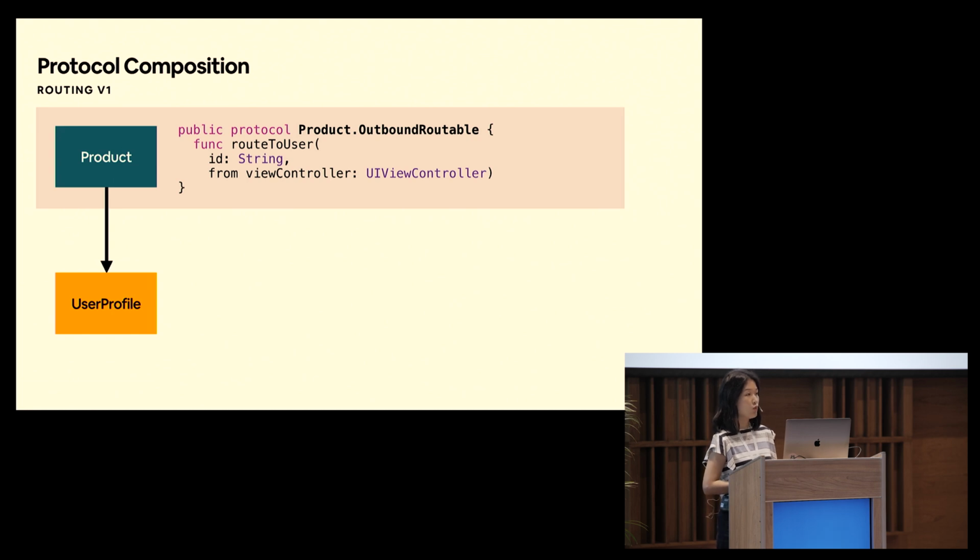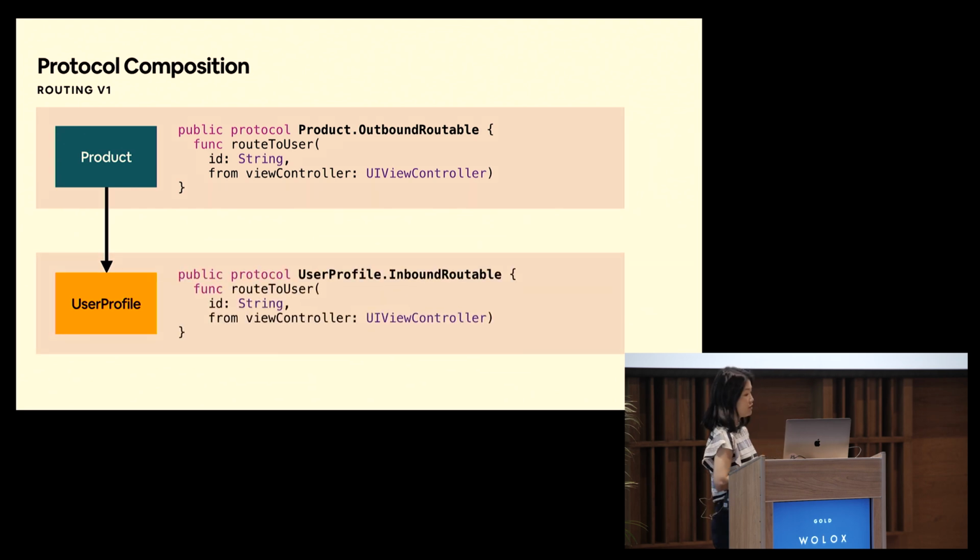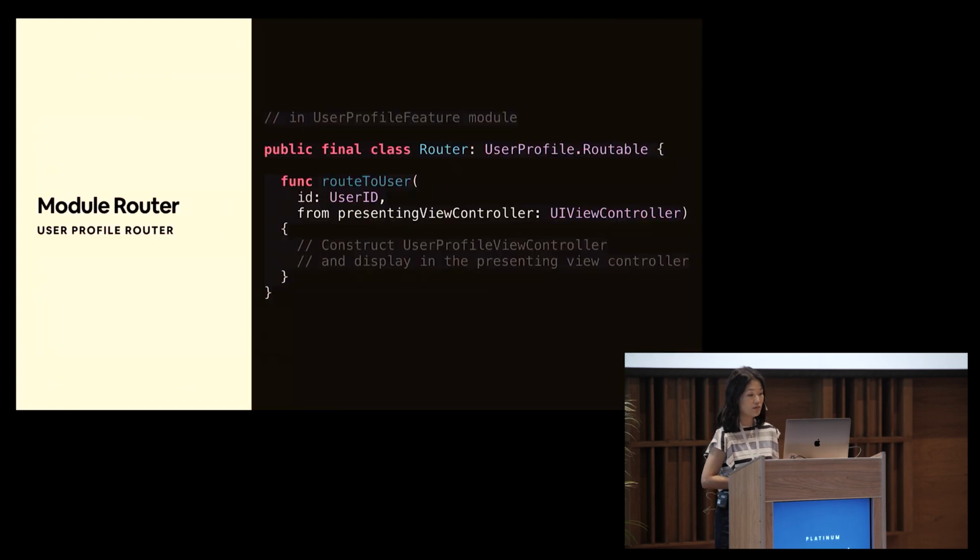So in product module, we declare an outbound routable protocol with a route method to user profile. And in user profile module, we declare an inbound routable protocol and repeat exactly the same route method. Each feature has a module router class that contains implementation for navigation and presentation. This way, product owners have full control over how a view is constructed and displayed. And with this setup, note that these view controllers can stay internal in their module.